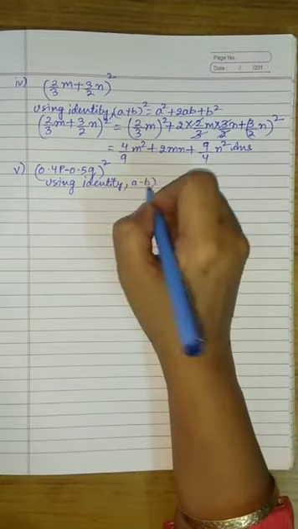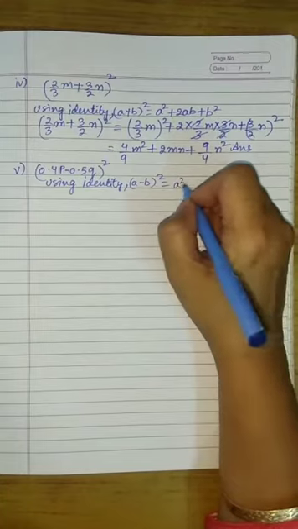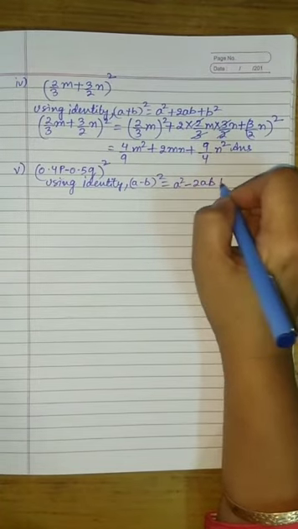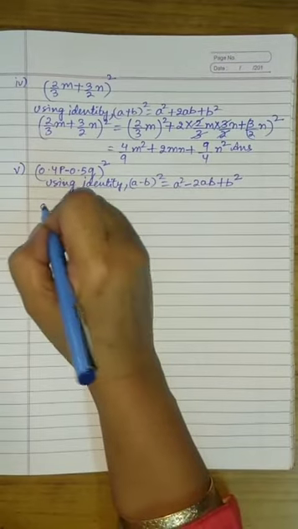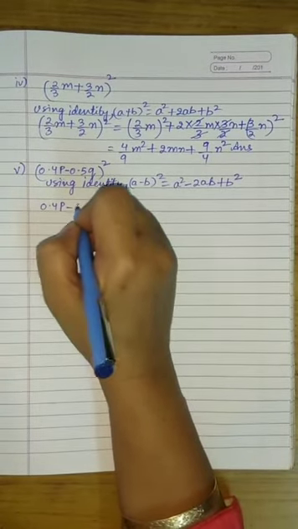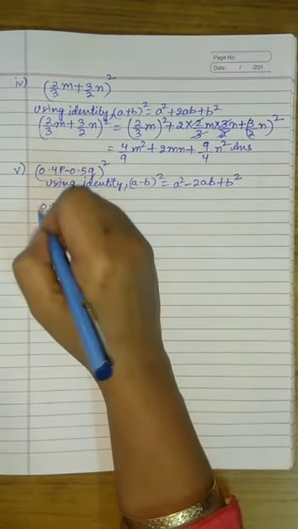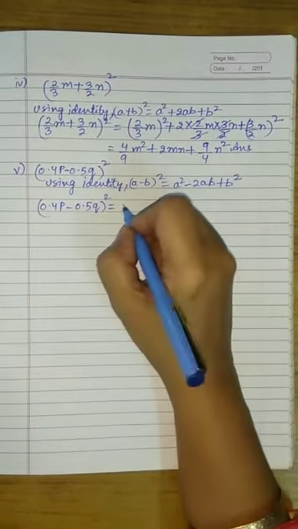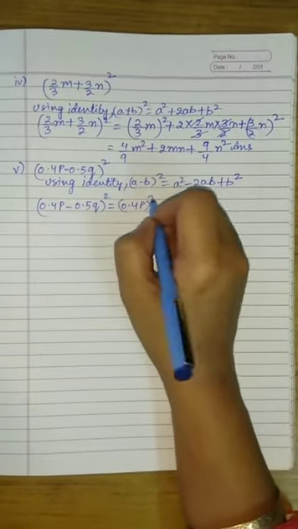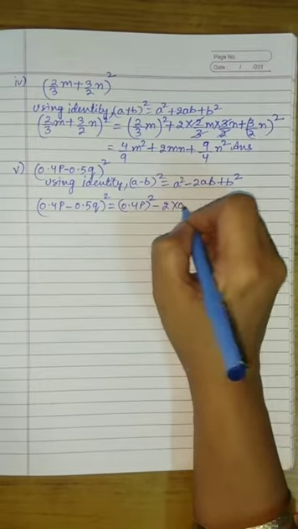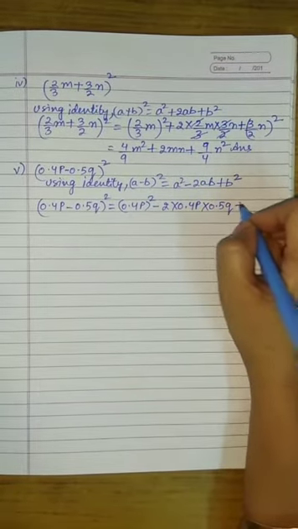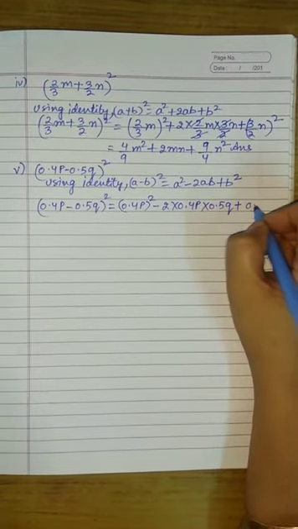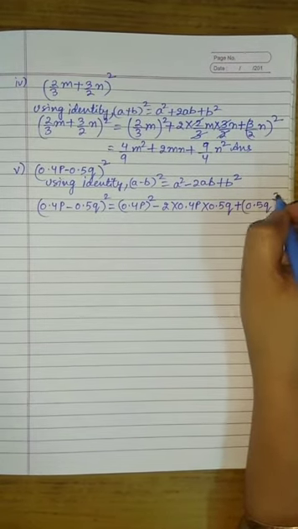(a − b)² = a² − 2ab + b². So (0.4p − 0.5q)² is equal to first term square, then minus 2 into first term into second term plus second term square, that is (0.5q)².